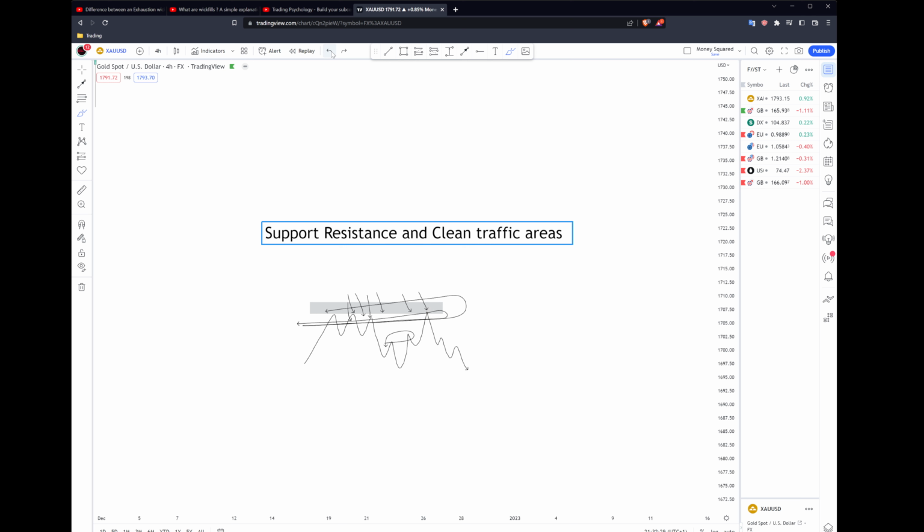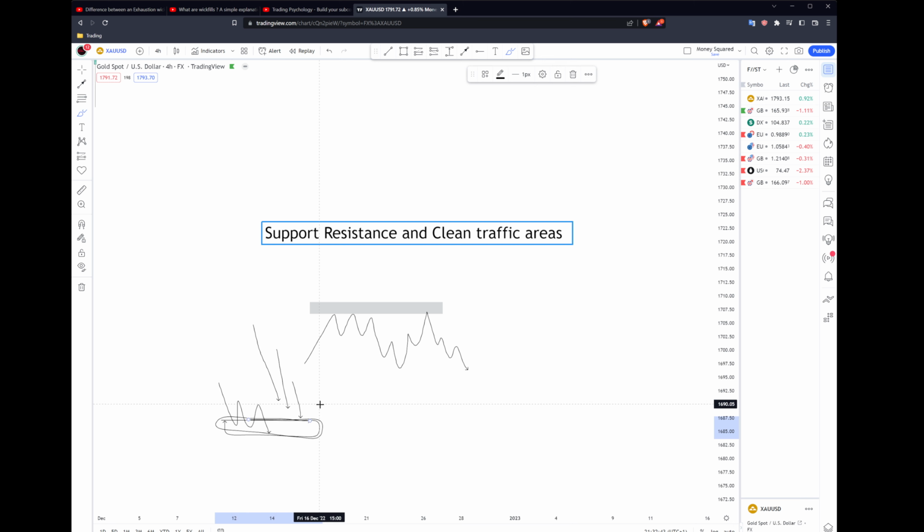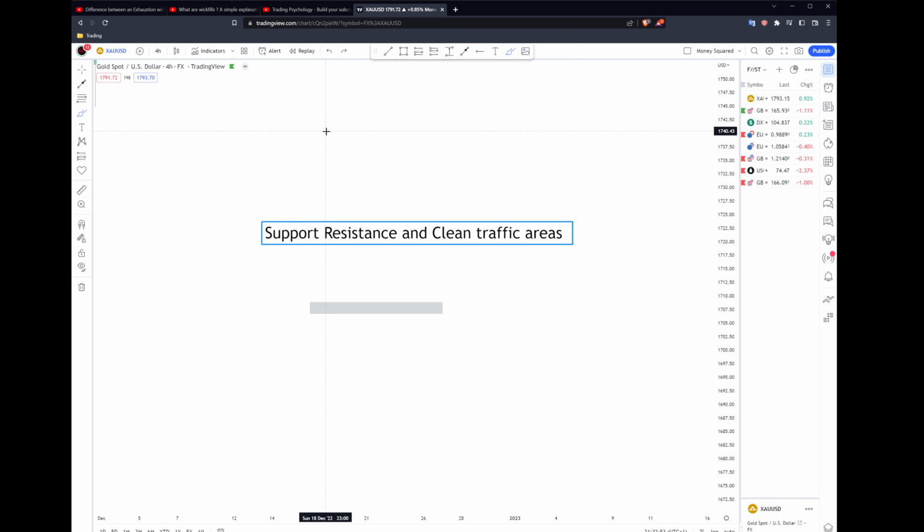Whereas in the support case we have demand, because we have a certain level here and then price comes down and falls until it finds demand, where the orders are filled. That's basically what happens in terms of technical analysis.